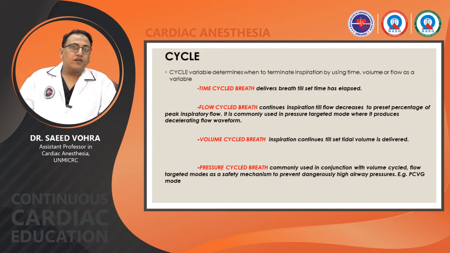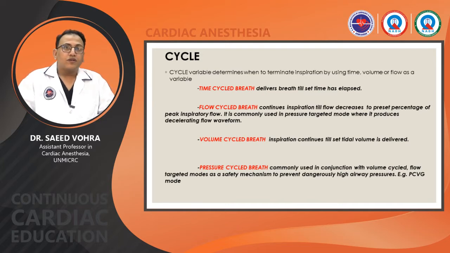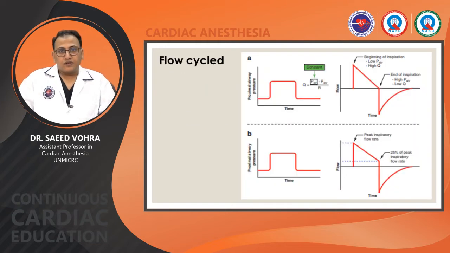Now the cycle variable determines when to terminate the inspiration by using time, volume or flow as a variable. So a breath can be a time cycled breath, a flow cycled breath, a volume cycled breath, or a pressure cycled breath. Now for a flow cycled breath, you can set the flow cycle as 25% of the peak inspiratory flow. When the flow reaches 25% of the peak inspiratory flow, inspiration terminates into expiration.